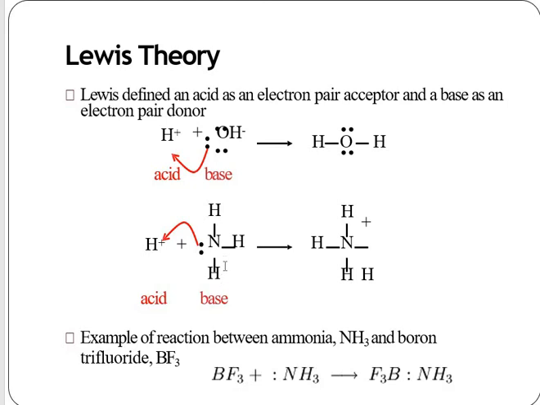Second example, this is an example of ammonia in which nitrogen has one lone pair and nitrogen abstracts proton, accepts proton. So it is called a base and this is acid according to Lewis theory. And these are the examples. These are the other examples of Lewis theory.